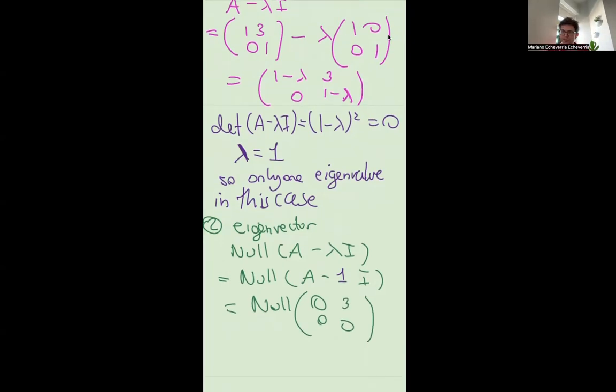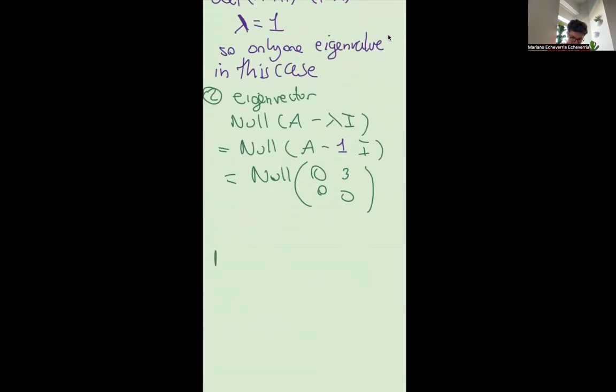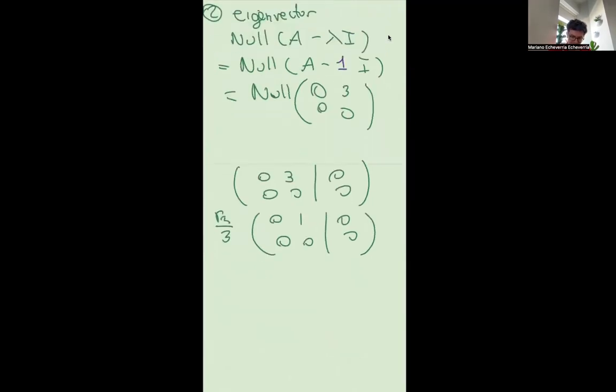Okay, and how do you find a null space? Again, you have to solve the homogeneous system. Typically these homogeneous systems are very easy to solve. You can do row 2 over 3. So the system of equations just says that y equals 0.